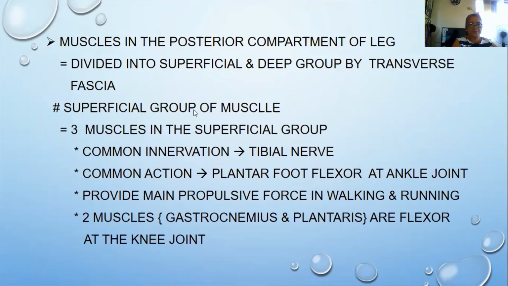Now, the superficial group has three muscles, in which the common innervation is your tibial nerve. I will be talking only about the commonalities here. It's up to you to study now the origin, the insertion, the innervation, the action. But I will talk on the commonalities. So the common action of the superficial group of muscle will be plantar flexor at the ankle joint.